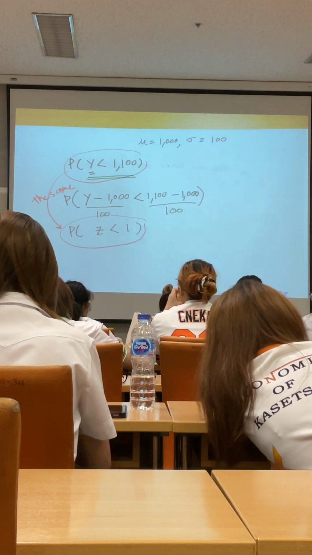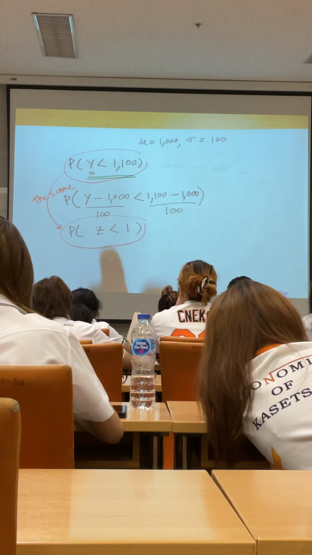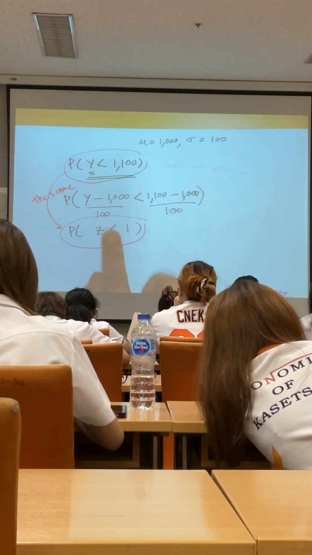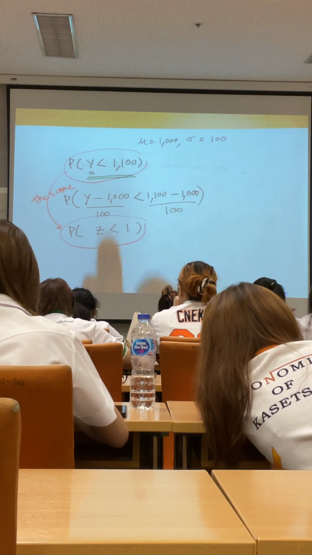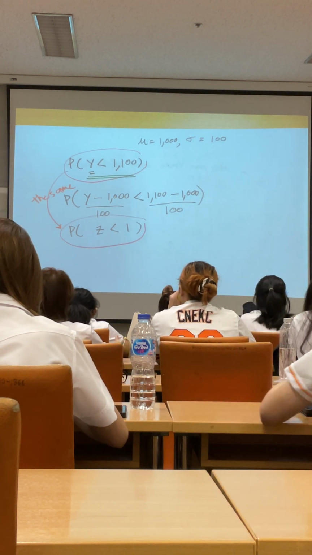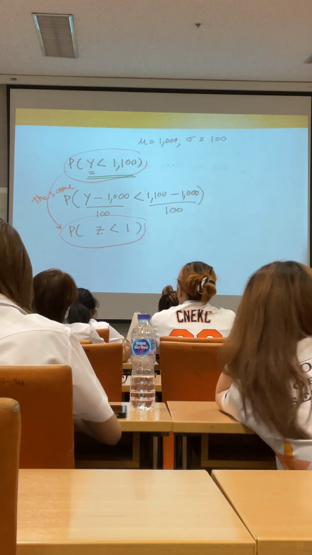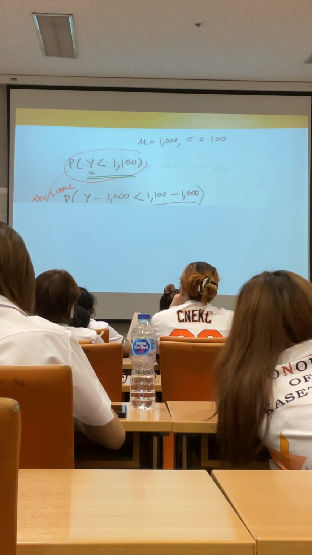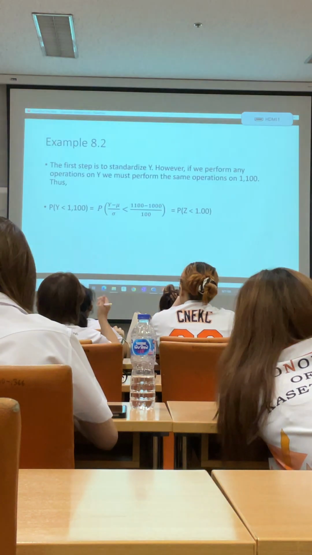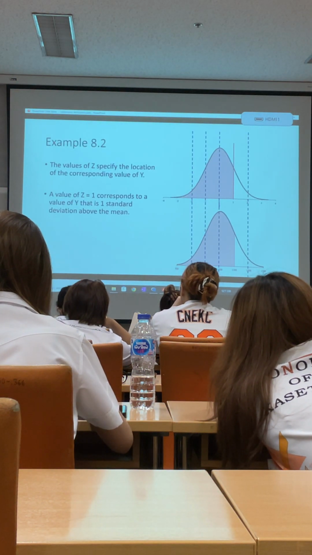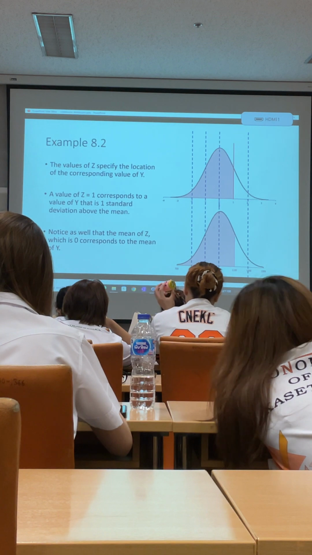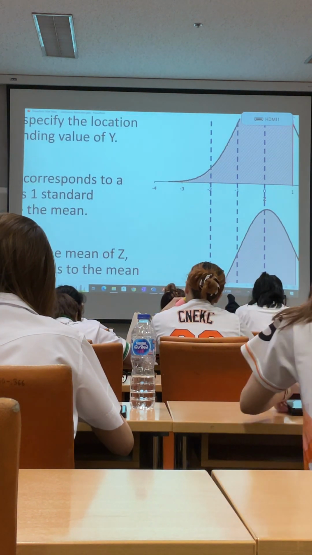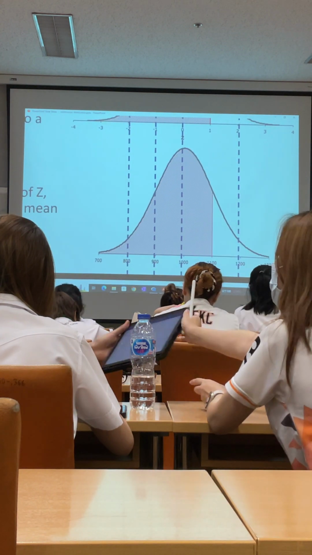Next, I'm going to teach you how to look for the probability of z less than 1 from the table. But before that, let me explain why. Basically, what we do is like this. Okay, you can see.